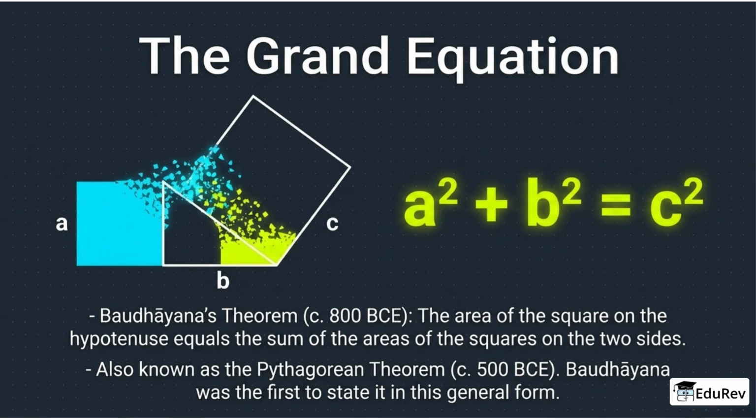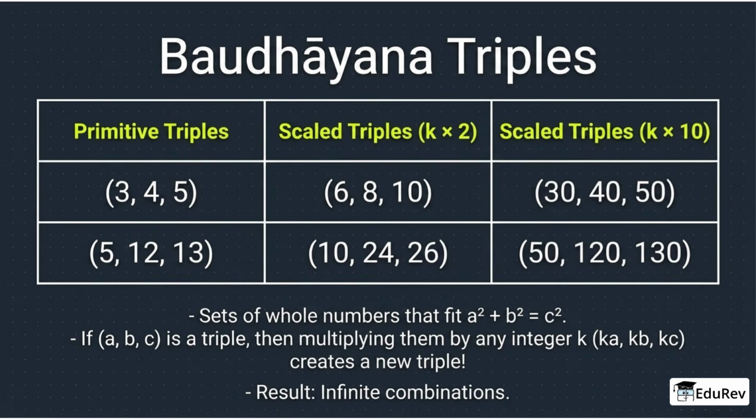This elegant equation also opened the door to identifying special sets of numbers that make the math work perfectly. These special sets of whole numbers that fit a squared plus b squared equals c squared are known as Bodhayana triples or primitive triples. A few famous ones include the numbers 3, 4, 5 and 5, 12, 13. What's incredible is that if you take any triple and multiply all three numbers by any integer k, you create a brand new scaled triple. Because of the scaling rule, there are absolutely infinite combinations to discover.